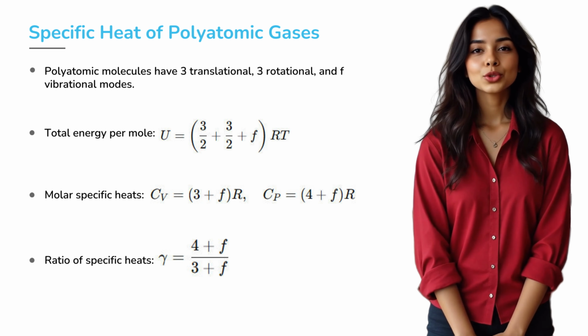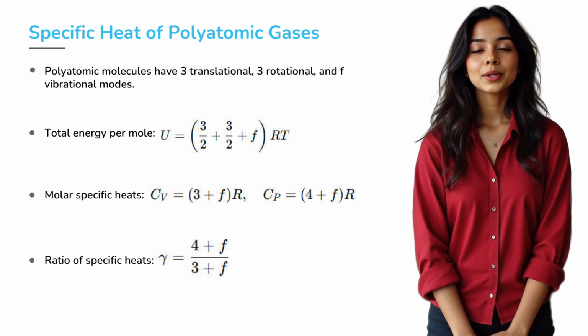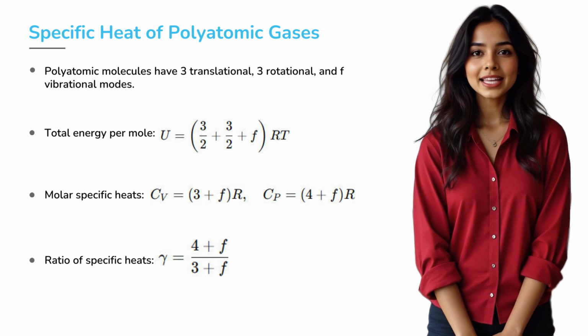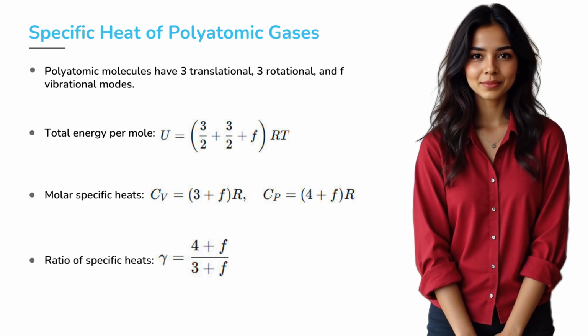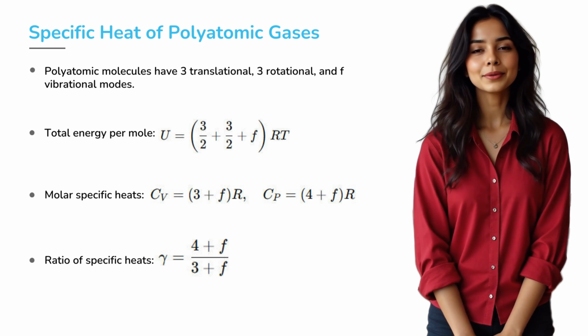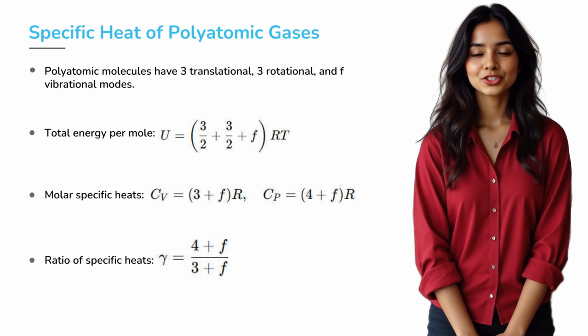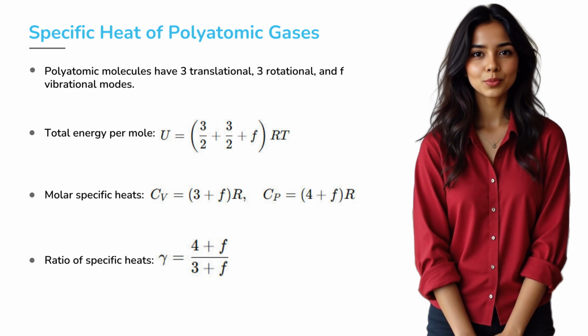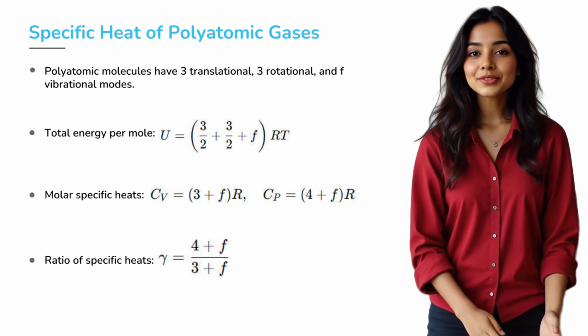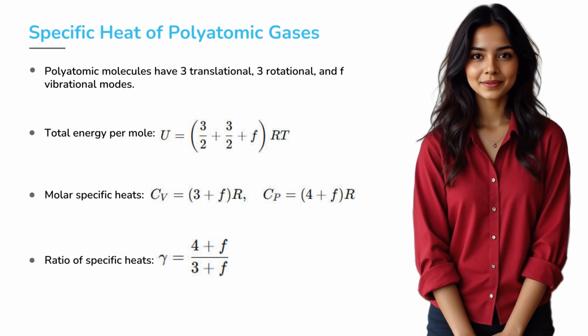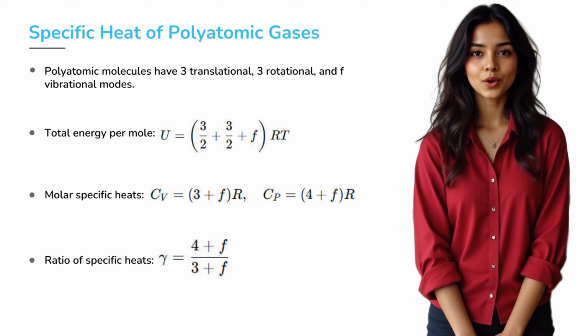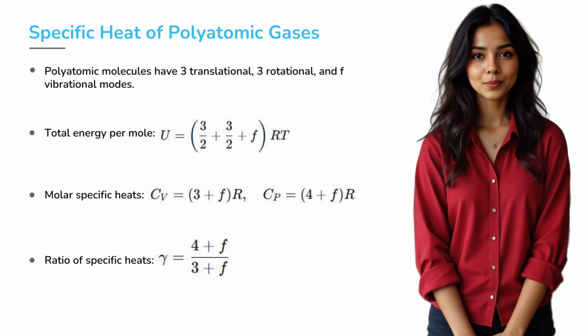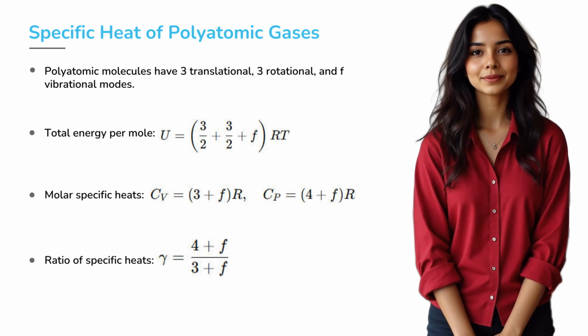The ratio of the two, gamma, equals (4 + F) divided by (3 + F). So, as the molecular structure becomes more complex, energy spreads into more modes of motion, which means the gas's temperature increases more slowly for the same amount of heat added. Pretty fascinating, right? The more ways a molecule can move, the more ways it can store energy.